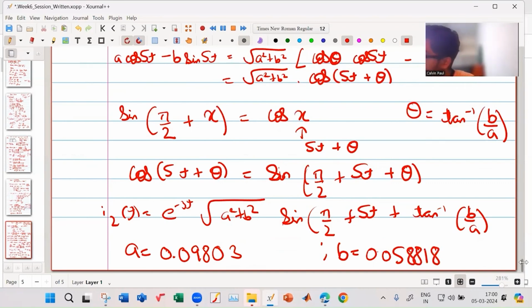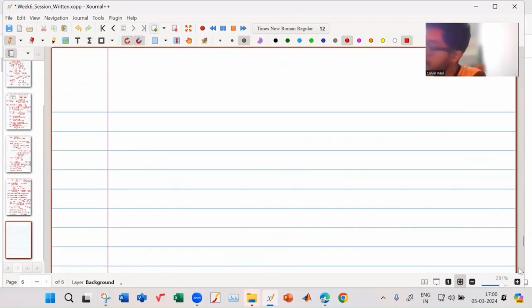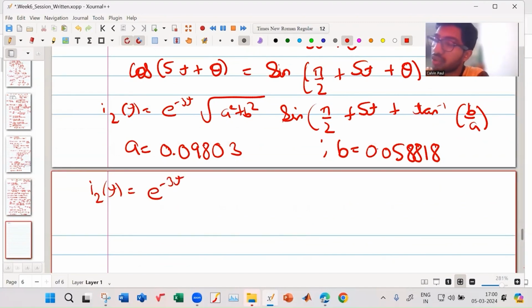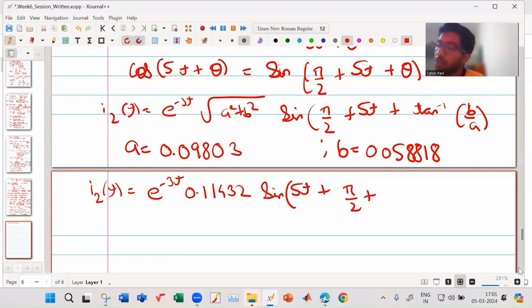So if I substitute that over here, I will get I2 of t is equal to e raised to minus 3t into what is square root of a square plus b square? That comes out to be 0.11432 and sine of phi t plus pi by 2 plus tan inverse of b upon a. What is that?